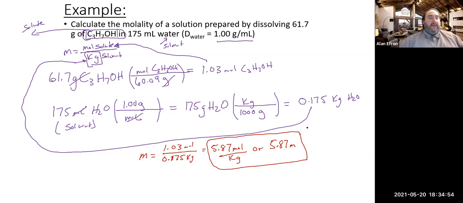So molality is an important concentration unit, especially for what we're going to talk about for the rest of this chapter. When we start talking about colligative properties, we use molality a lot in those things. So again, a reminder: moles per kilogram, and not to be confused, which sometimes happens, with molarity, which is moles per liter.